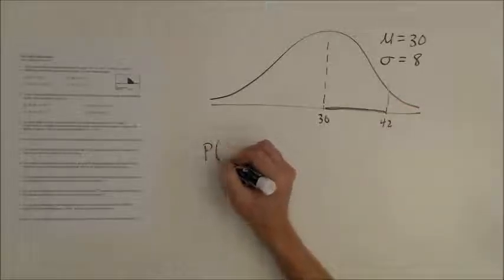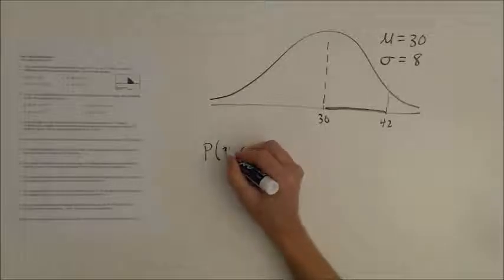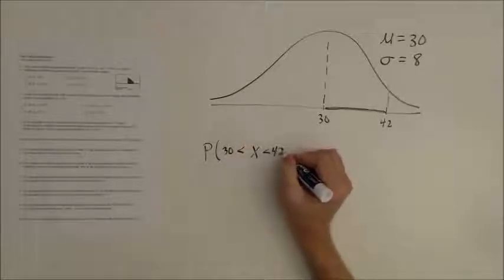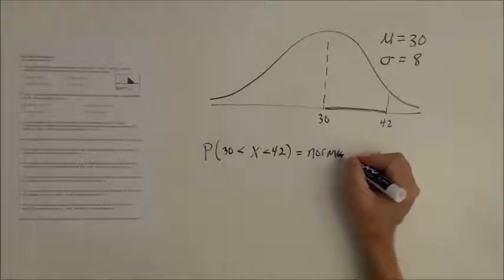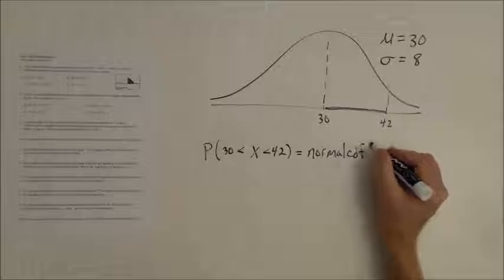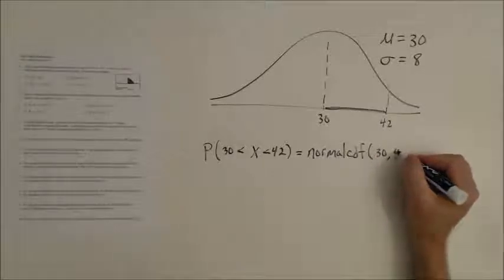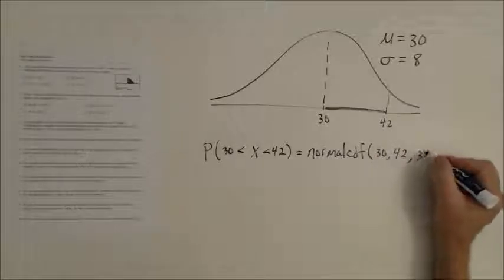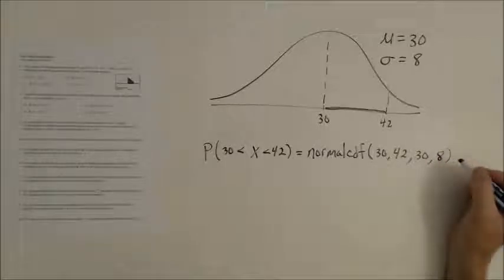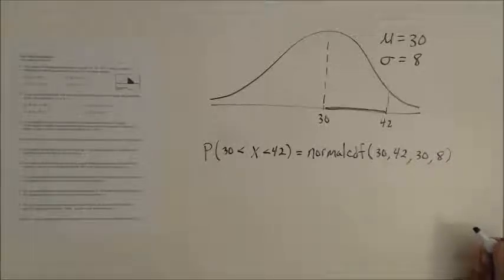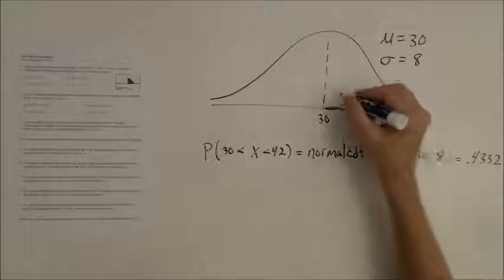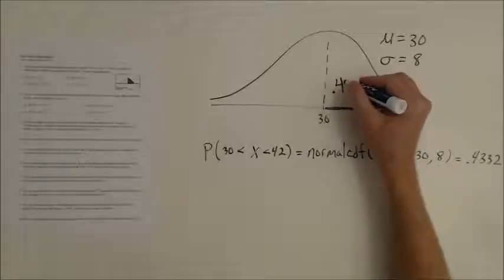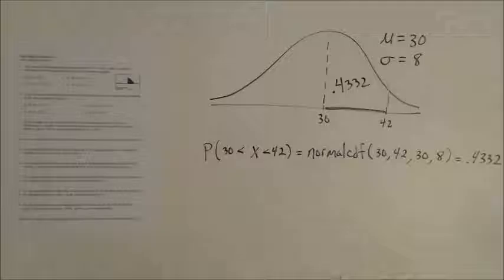The probability that x lies between 30 and 42 can be computed using our normal CDF command. As we've seen before, by entering the interval endpoints 30 to 42, in addition to the mean and standard deviation, computing this value in our calculator gives a resulting proportion of about 0.4332. That is, the area under the curve, where the proportion of the distribution is just over 43%.